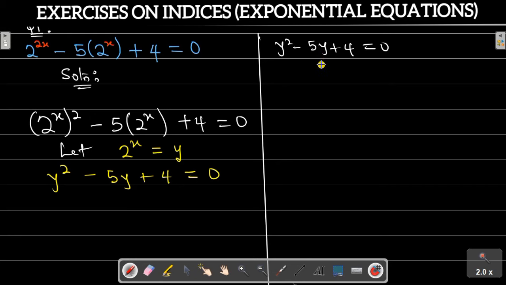which is to look for 2 factors of 4 that will sum to give us -5, and the 2 numbers will be -4 and -1.